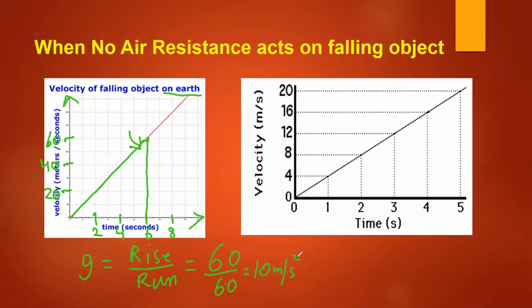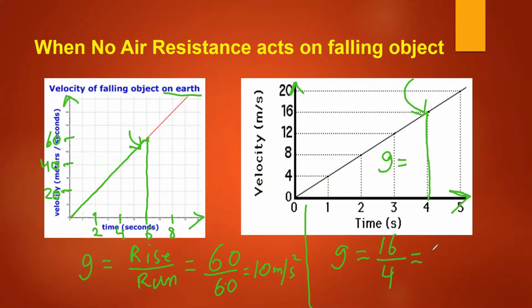Now we can know about this other planet. For this planet, the data that we have, we also take velocity along the y-axis and time along the x-axis, and this gradient is smooth. That means air resistance is not acting on it either. So I can find the value of g for this one. If I take the right angle triangle till here, I can choose the value for g, and in that case, the rise I can take 16, and the run is 4.